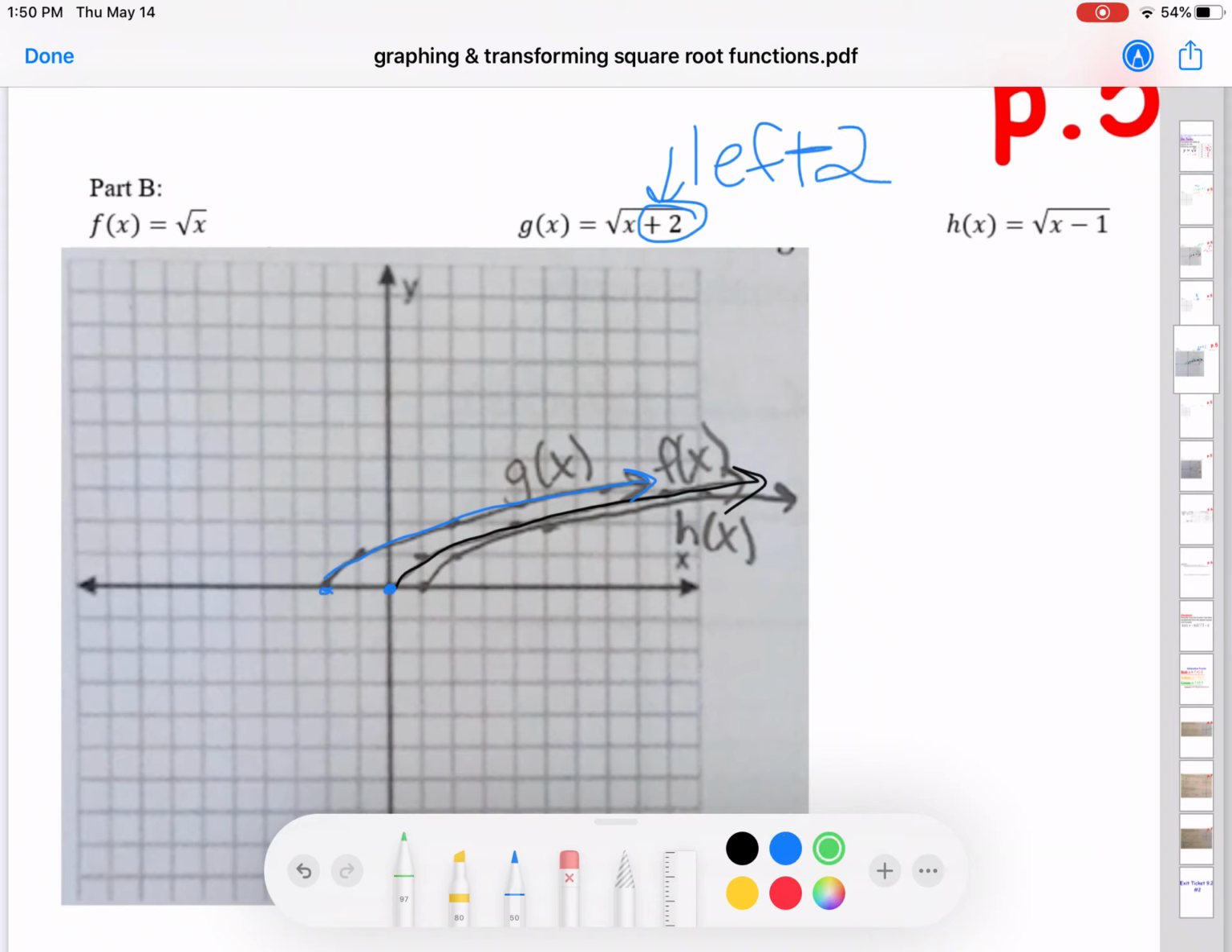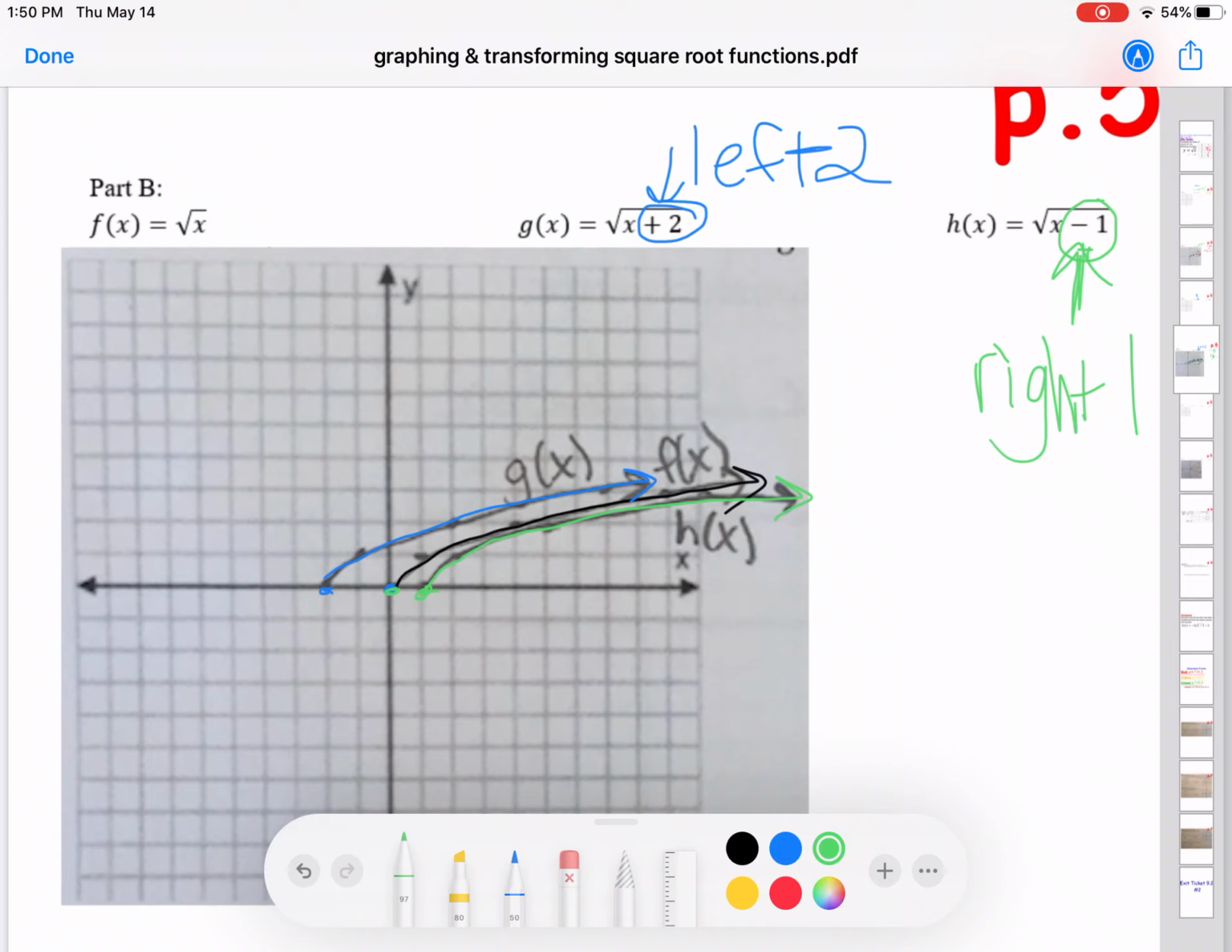Looking at our h of x function, that's this graph over here to the right. No longer were we starting at 0, 0. Now our starting point was at 1, 0, meaning that the whole graph has been shifted to the right 1 unit. So by putting this minus 1 inside of our radical symbol here, that means that the graph is being moved to the right 1 unit.